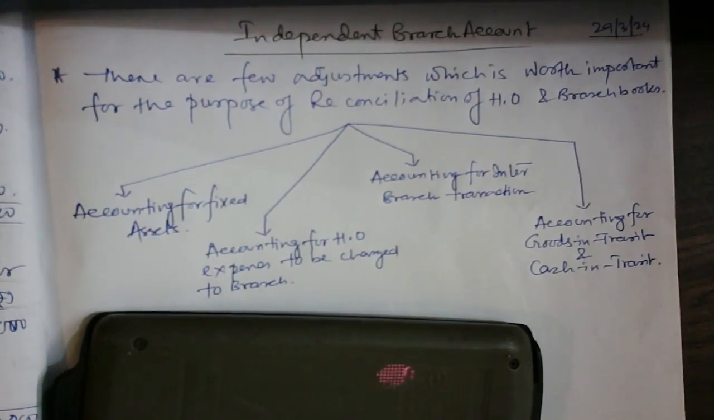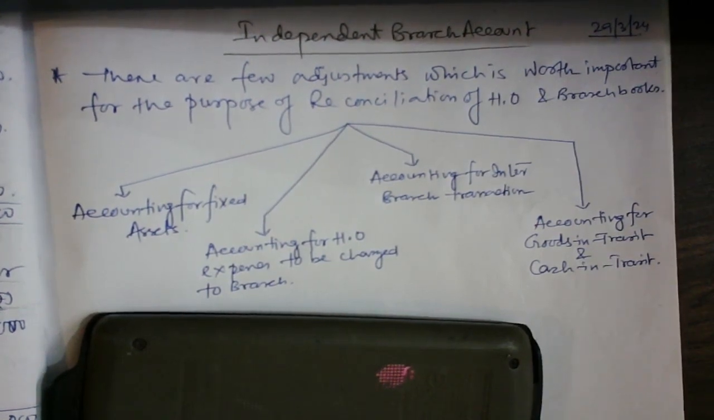Accounting for HO expense to be charged to the branch. Sometimes HO's expenses have been charged to the branch. Sometimes what happened is that the HO's expense is the HO's, but it has already been charged to the branch. That makes a problem for us, correct? So, accounting for HO expense to be charged to the branch. Next, accounting for inter-branch transactions.